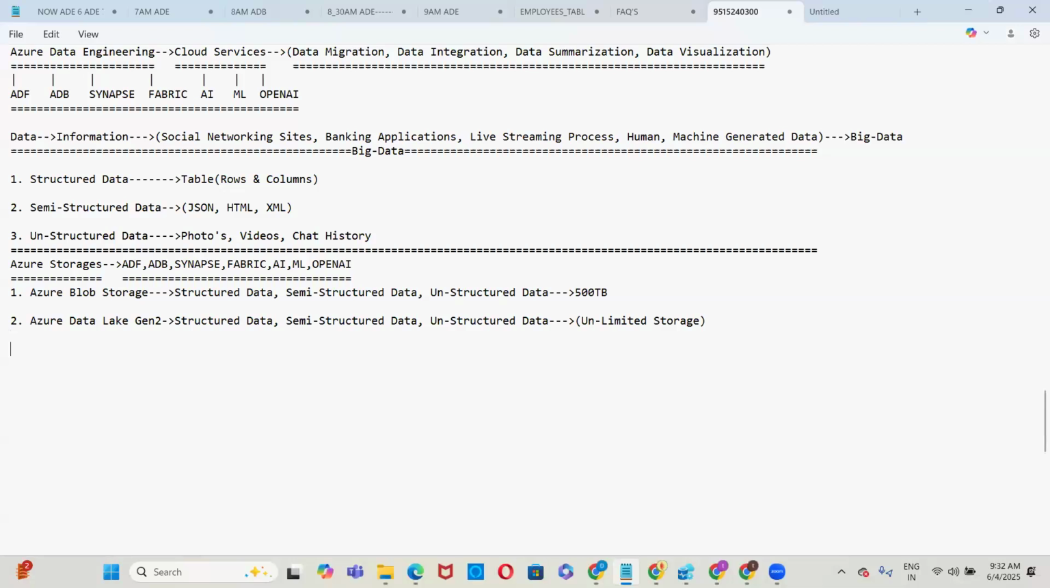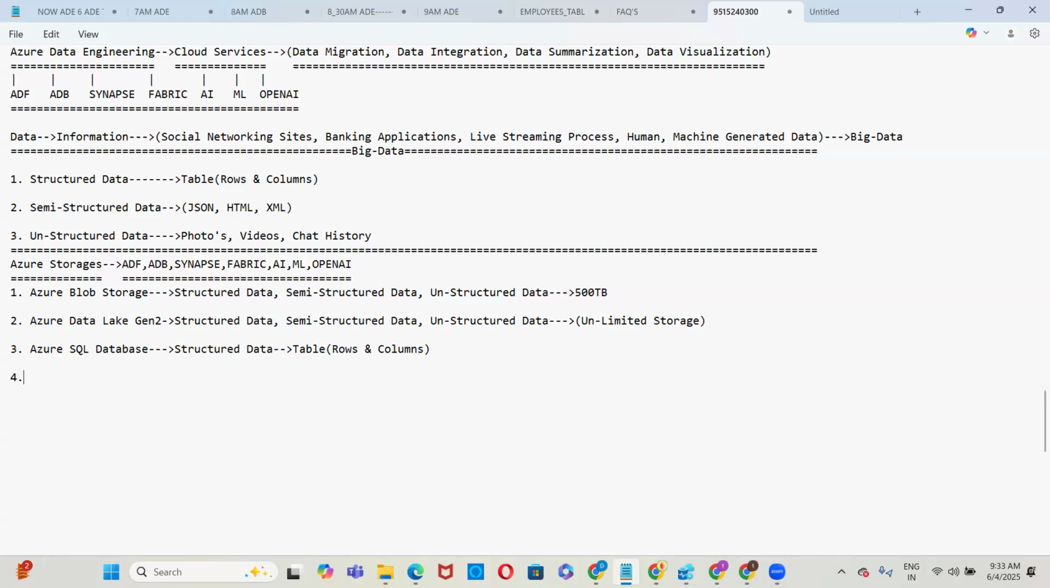In the same way, you have the third type of storage, Azure SQL Database. It can store only structured data, guys. It cannot store semi-structured or unstructured data. Why? Because SQL is nothing but a database. A database stores the data in the form of tables, and table data is in the form of rows and columns. Hence we cannot store data in any other format in Azure SQL Database.